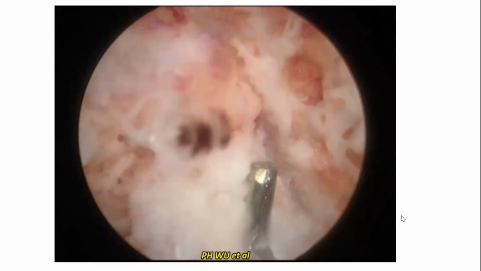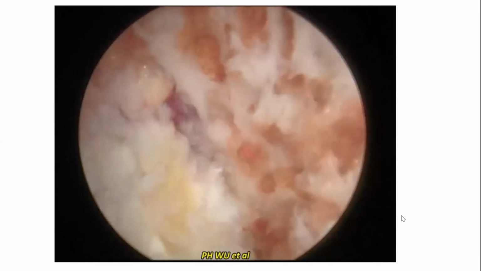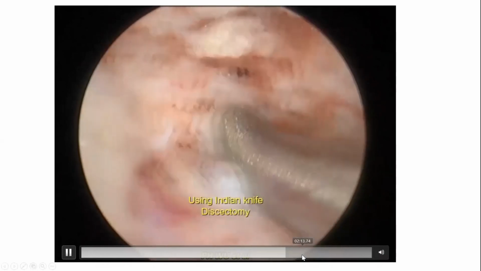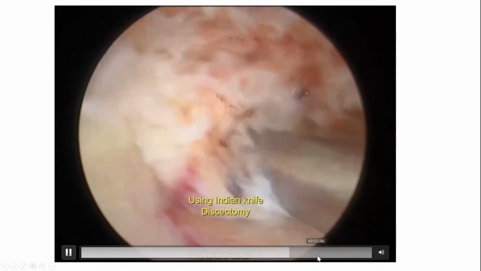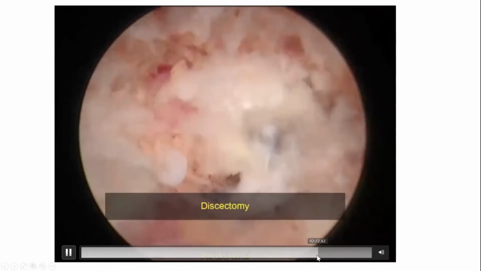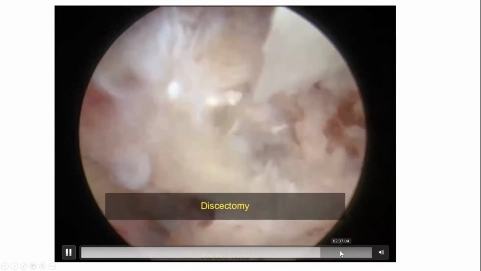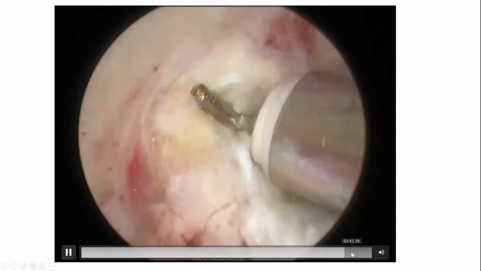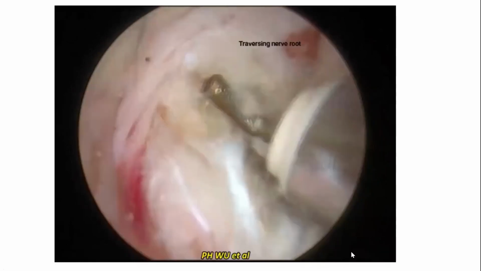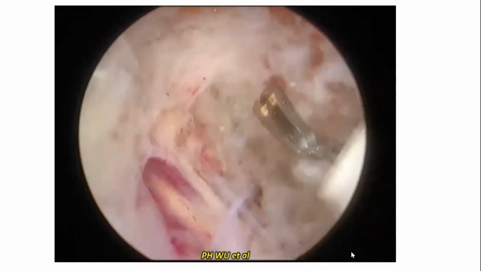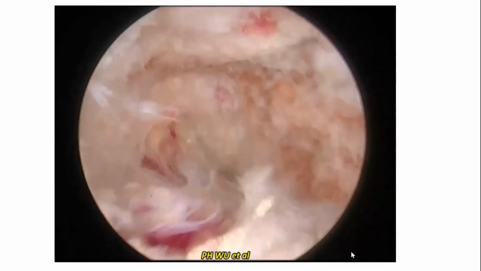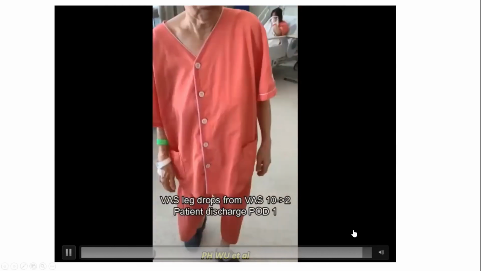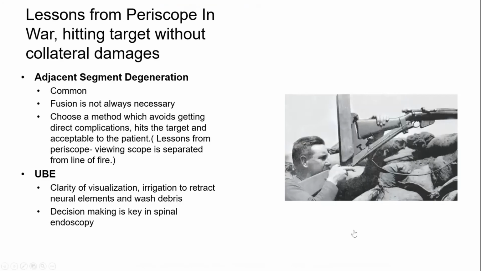So you can see that there's some extraforaminal disc. Shrink it, and then remove the disc, open with the Indian knife, and then perform a discectomy. And finally, I like this hook RF that's provided by Bones. I think it can access deeper. It has a natural curve to it, so it's quite good. Patient did well, and was discharged post-op day 1.